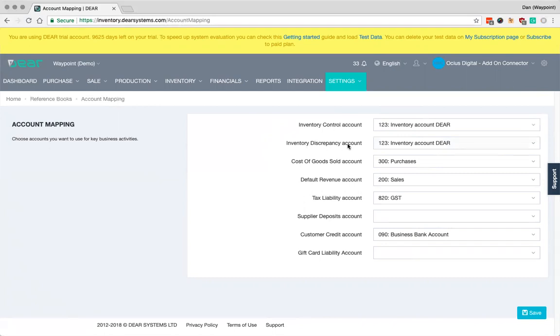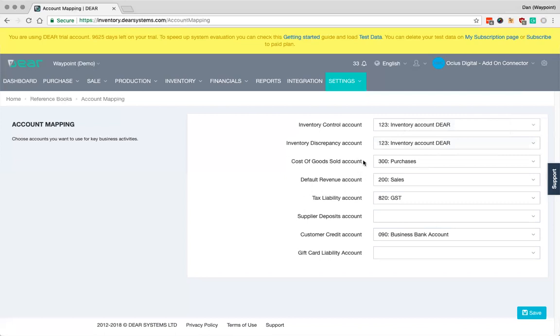The inventory discrepancy account is generally the same, but occasionally people will have a unique asset account for variances and discrepancies. There's generally no need to have a separate account because of the reporting you can get from Deer, but if there's a predefined need, then we can use a different current asset here.